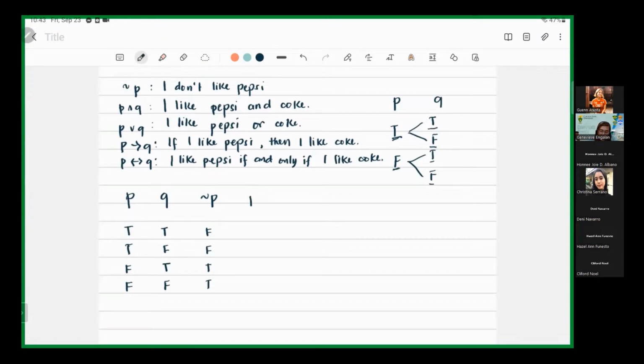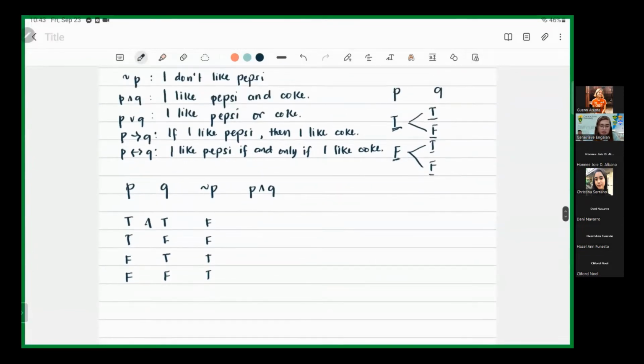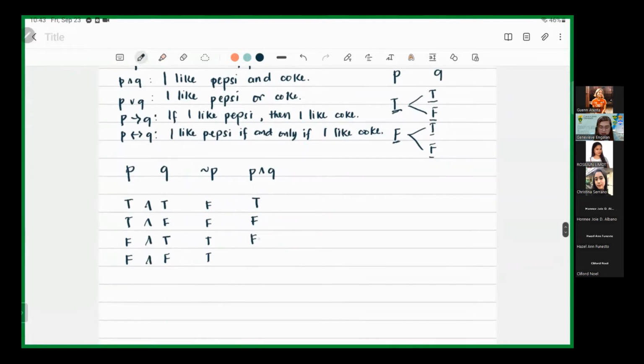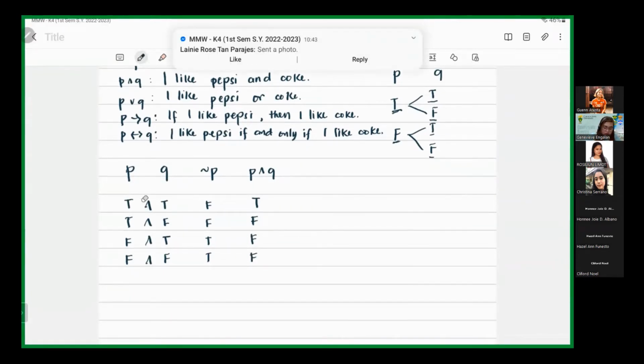How about P and Q? Basta both are true, this is true; otherwise, it is false. True and true is true. True and false is false. False and true is false. False and false is false.